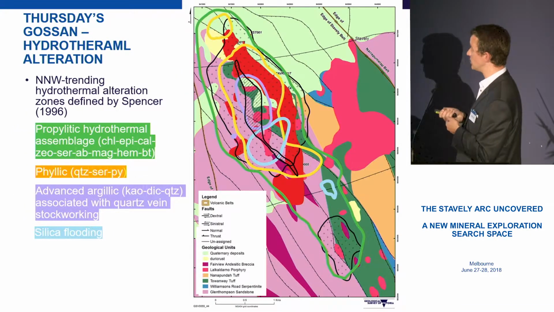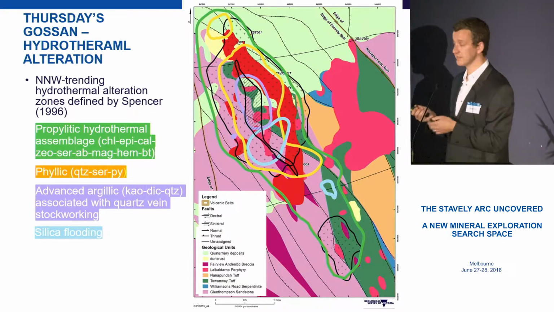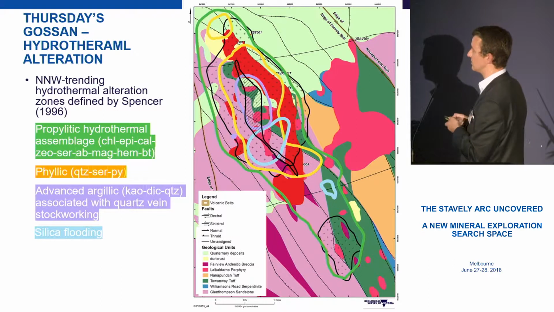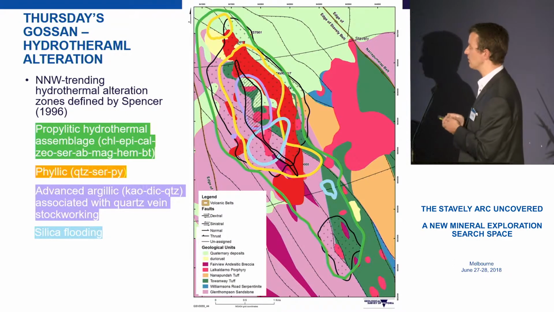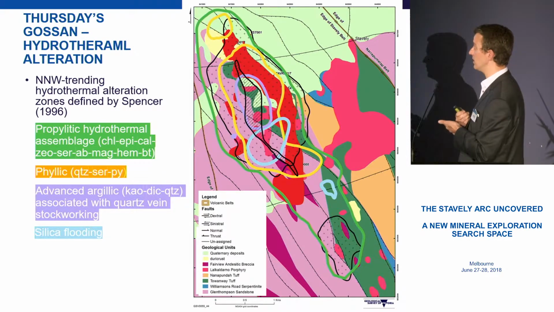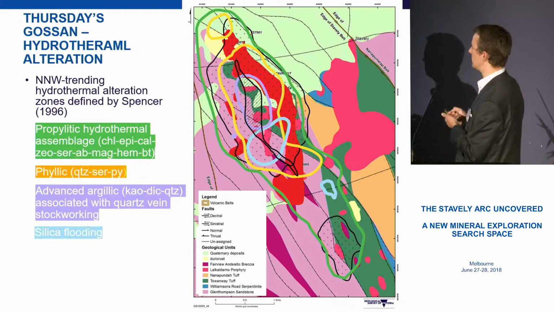But first I'd like to touch on the hydrothermal alteration assemblages that we see, and they're arranged in subparallel arrangement to the overall structural grain of the Stavely belt. The largest is a 6 kilometre long expression of propylitic assemblage, so that's chlorite, epidote, calcite, zeolite, sericite, albite, magnetite, hematite and biotite. And zooming in, we've got an outline of quartz, sericite, pyrite, phyllic alteration, a bit of advanced argillic, kaolinite, dickite and quartz associated with vein stockworking of quartz. And we also have late silica flooding, which is largely unrelated to mineralisation.